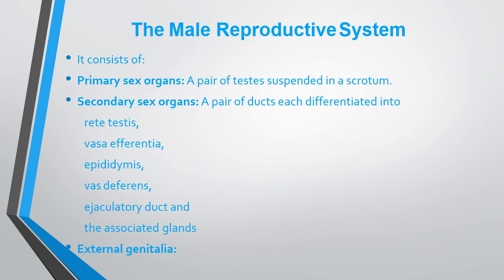Let us discuss first the male reproductive system. It consists of 3 parts: primary sex organs, secondary sex organs, and external genitalia. The primary sex organ consists of a pair of testes suspended in a scrotum. Secondary sex organs consist of differentiated ducts, that is, rete testis, vasa efferentia, epididymis, vas deferens, ejaculatory duct, and the associated glands. And the last one is external genitalia.